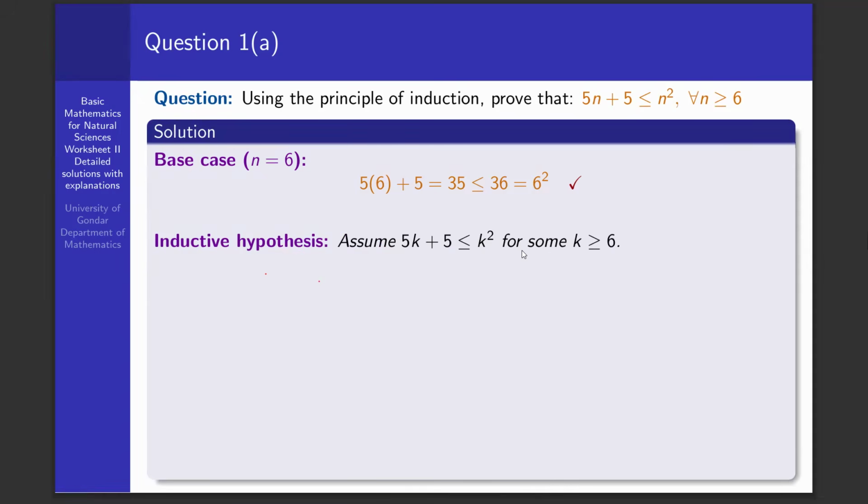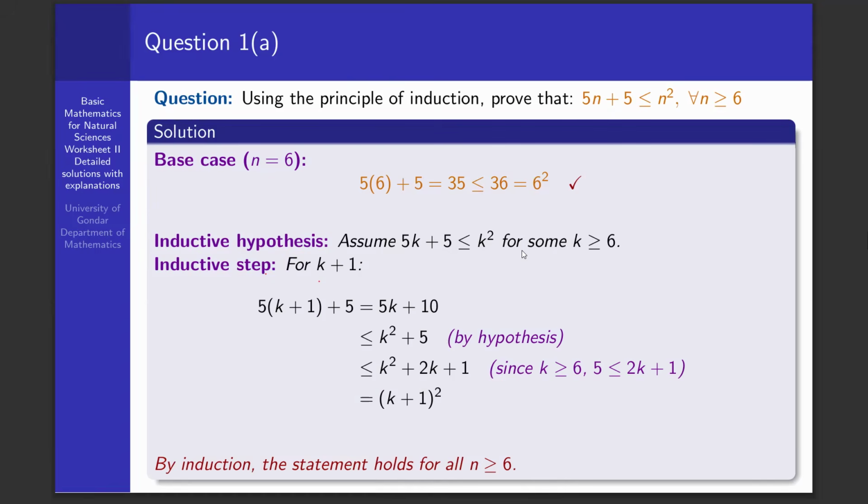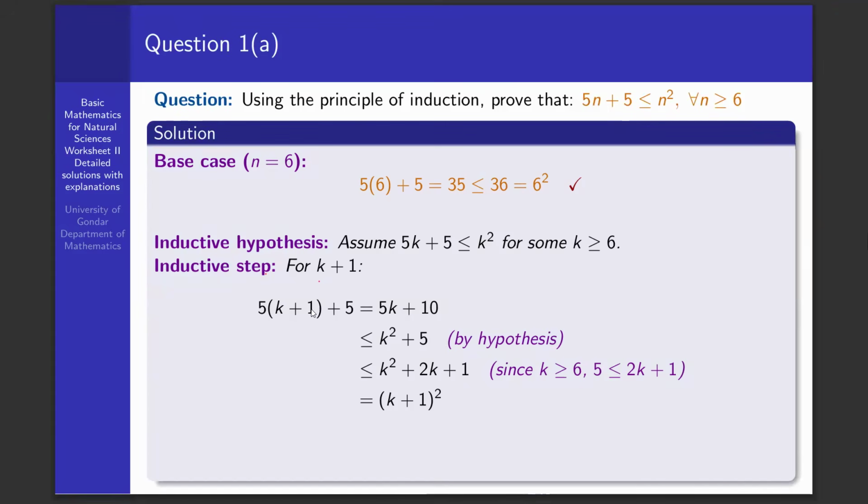Then based on this assumption, what we need to show here is that the theorem holds true also for the next natural number, that is k plus 1. To do this, for k plus 1, if we directly substitute k plus 1 in the place of n, here we have 5 into k plus 1 plus 5, which is equal to 5k plus 10, if you distribute this 5 over k plus 1. And then this is less than or equal to k square plus 5 from the hypothesis that we already have here.